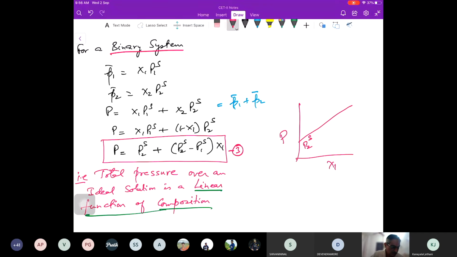Okay, so if I plot this equation 3, it's essentially y equal to mx plus c. M is nothing but P2s minus P1s, that is the slope, and P2s is the intercept. Right? That means the total pressure over any ideal solution is a linear function of composition. समझ में आया लोगों को?